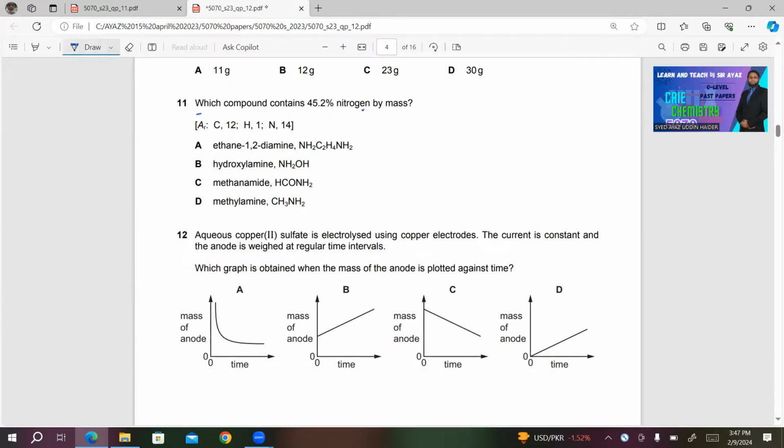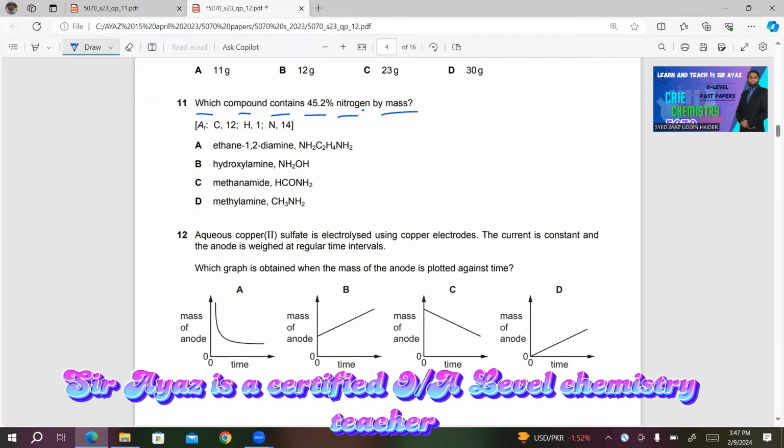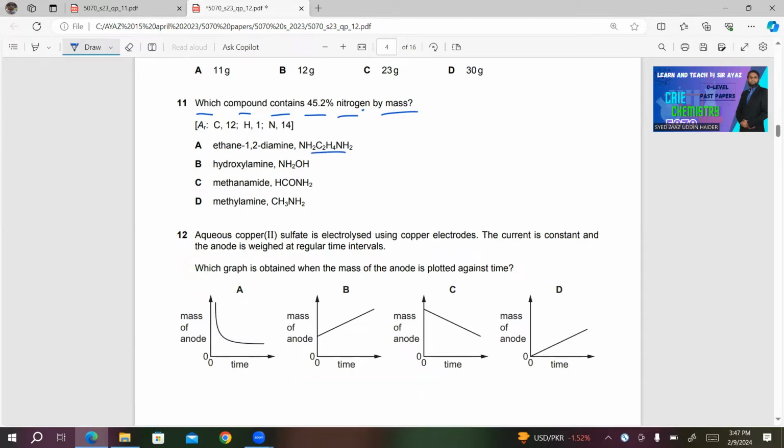Here is a question: which compound contains 45.2% nitrogen by mass? We have four compounds. We have ethane 1,2-diamine, hydroxylamine, methane amide, methyl amine. So what I will do, first of all, I need to calculate the MR of all of these.